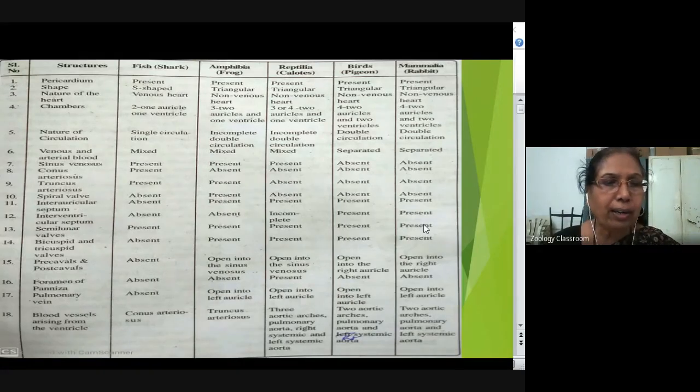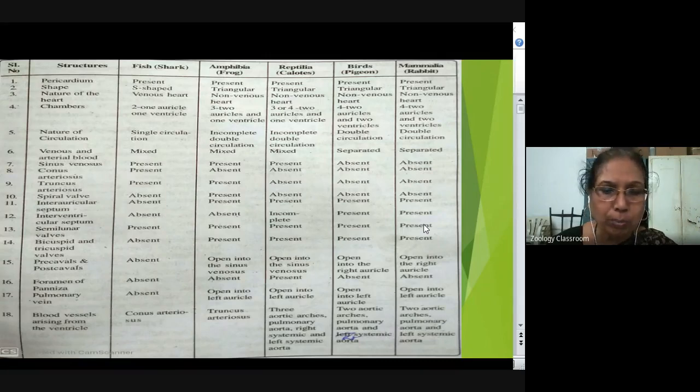Then pulmonary vein is absent in dogfish or Scoliodon. In frog, a common pulmonary vein opens into the left auricle. In lizard also it opens into the left auricle. In birds, four pulmonary veins open by a common aperture into the left auricle, and in rabbit or mammal, two pulmonary veins open into a common opening in the left auricle. Then the AV aperture or valve: the auricle opens into the ventricle by the auriculoventricular aperture guarded by a membranous valve.